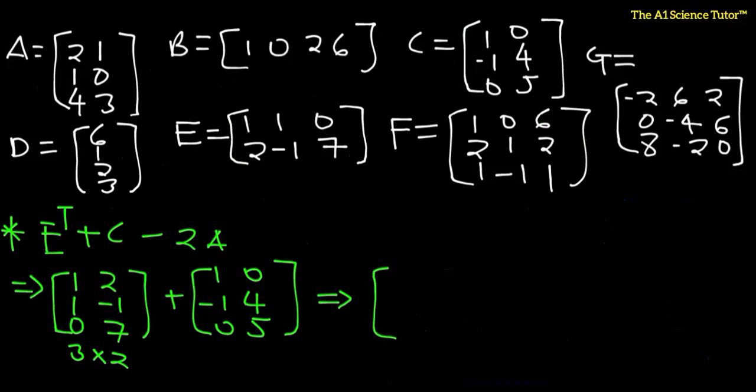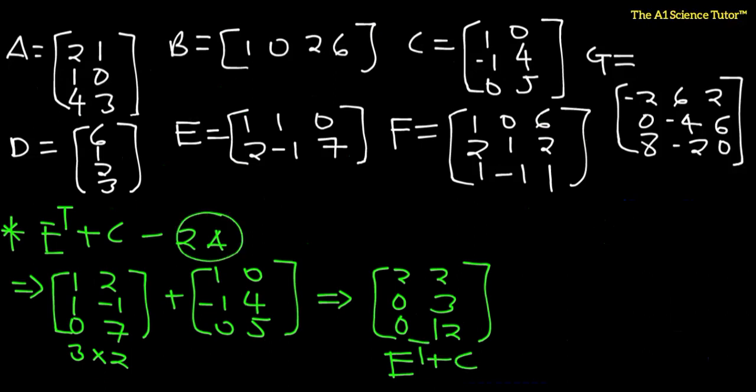That is going to give us 2. Now we have 1 plus negative 1, that is basically going to make a 0. Now this is 0 plus 0, which still gives us a 0. And you have 2 plus 0, which is going to give you 2. Then we have negative 1 plus 4, that is basically 4 minus 1, which gives us positive 3. And this is 7 plus 5, which gives us 12. So this is the answer for E transpose plus C. Now we need to subtract 2A from the answer. So let us find what 2A is.